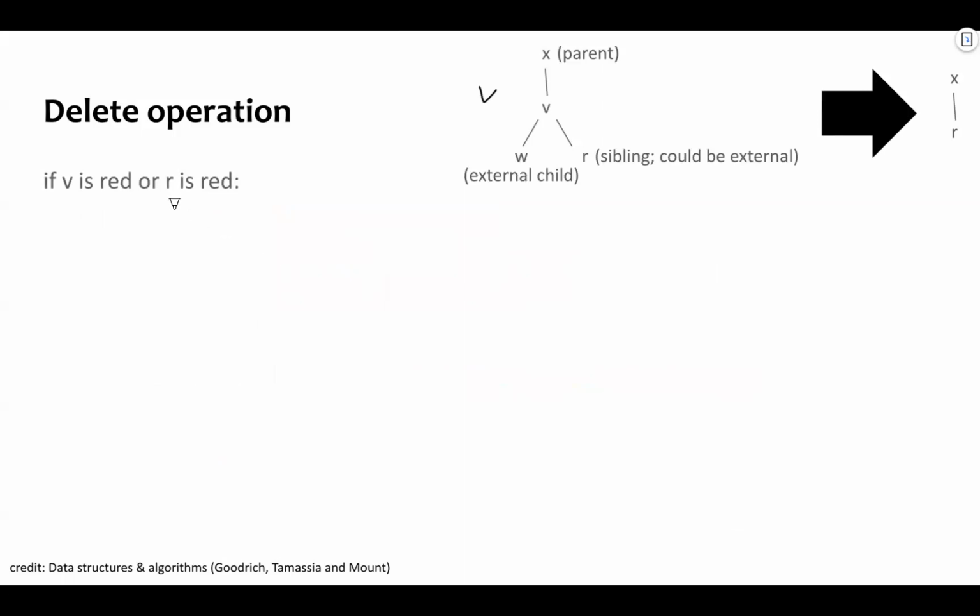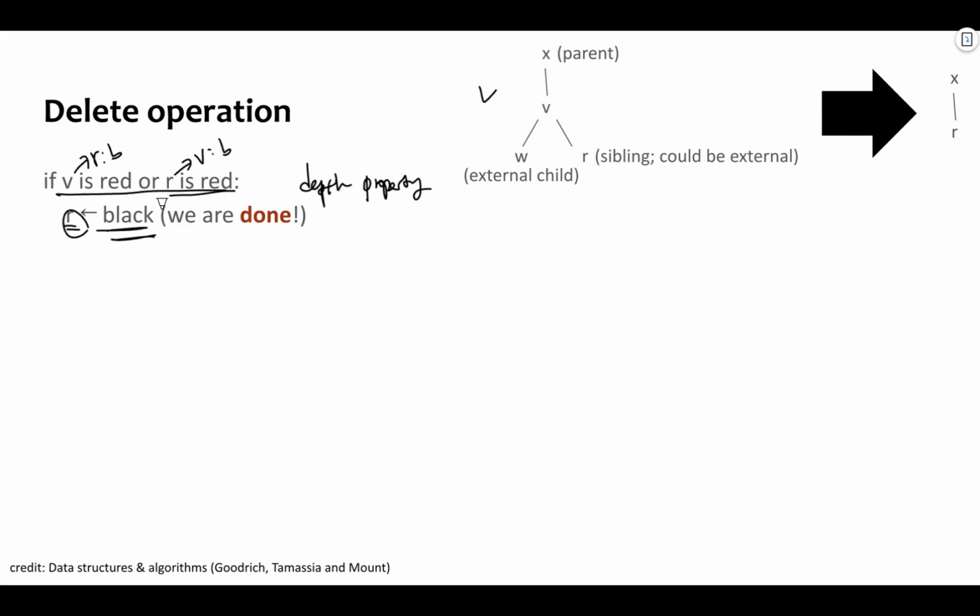If V is red or R is red, that means when V is red, then R is black. When R is red, that means V is black, because we cannot have 2 consecutive red nodes. Okay, so this was the case. If this was the case, we're going to just make R black and we are done. If you think about the depth property, it is satisfied if you just color R as black in either of these two cases.